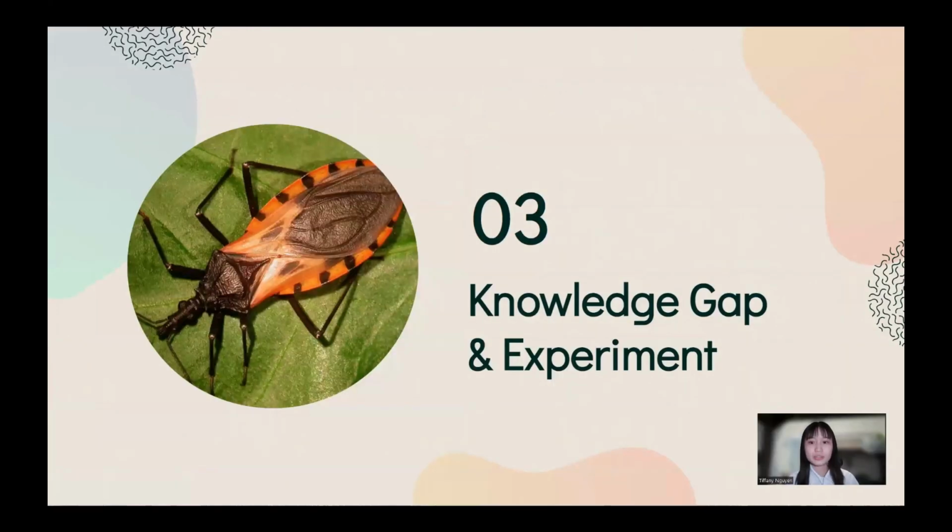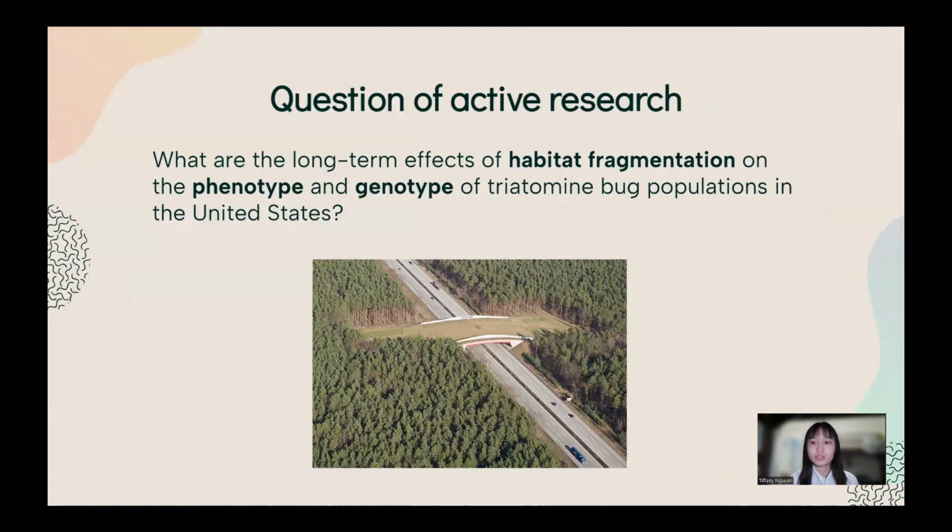Next, we're going to go into a knowledge gap and propose an original experiment related to Chagas disease. So our question of active research we're going to be addressing is: what are the long-term effects of habitat fragmentation on the phenotype and genotype of triatomine bug populations in the United States specifically? This picture down here is of a continuous forest whose habitat was fragmented because of a road.